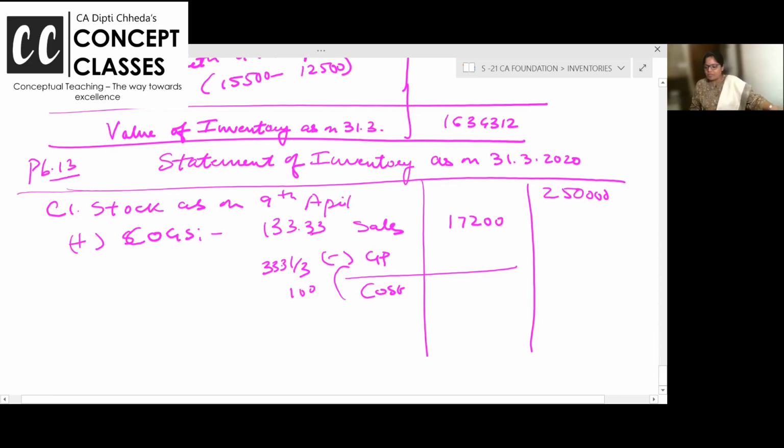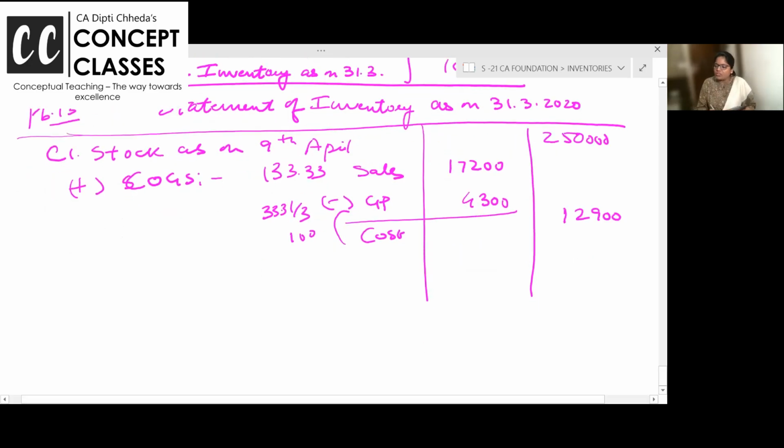Same. So 1/4 of 17,200 is 4,300. So what is the cost of the goods? 12,900. See, 12,900 goods are sold. Listen to me carefully. 12,900 goods are sold, so they are not there in 2,50,000, but they were there on 31st, so add back. Logically. Chalo.